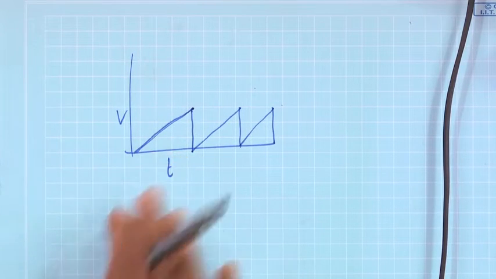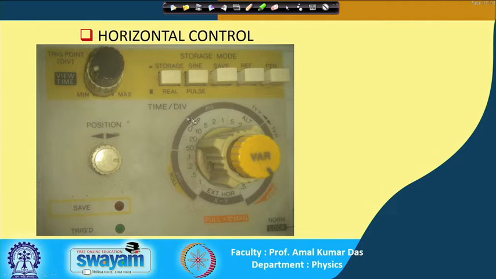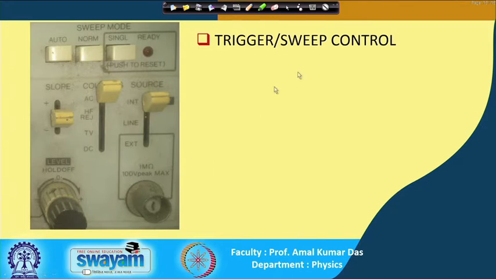So, that is why you are changing whatever in terms of time, where basically you are changing the voltage in the y plate. Okay. So, this is the part. The third, I think last part, is triggering and sweeping.